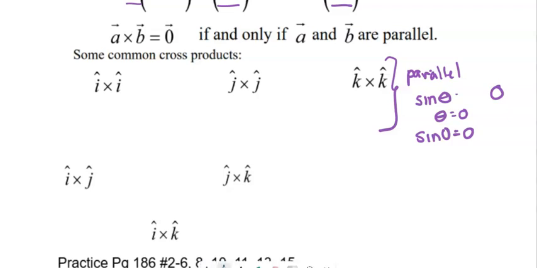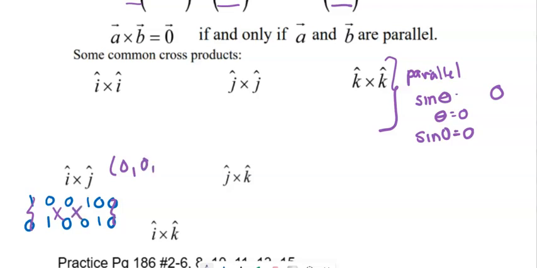But let's look at this example a little bit more closely. Let's look at i cross j. So i is the vector (1, 0, 0). I'm going to write it out. And then here's j. Now I'm going to do the cross product here. So get rid of the first terms: 0 times 0, 0 times 1. My first coordinate is 0. 0 times 0, 0 times 1, my second coordinate is 0. 1 times 1, take away 0 times 0, my third coordinate is 1. And this is the k vector.